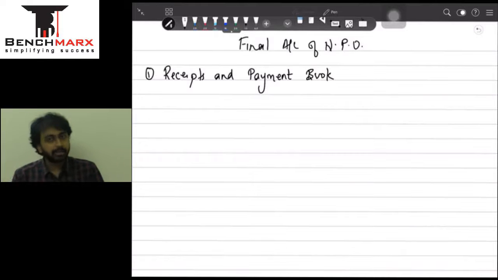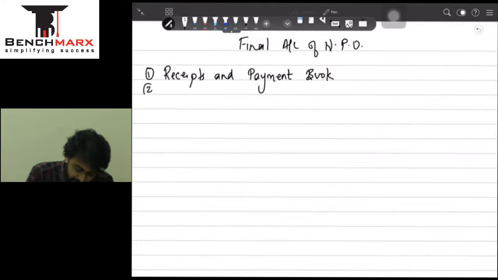This is one thing maintained by the NPO. And the second thing maintained by the NPO is something called an income and expenditure account.